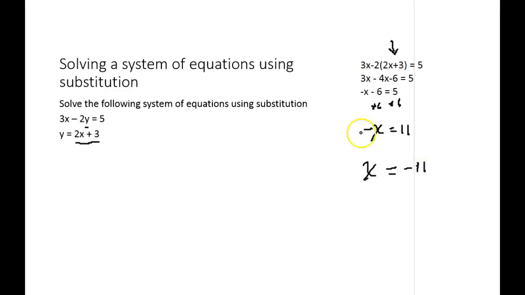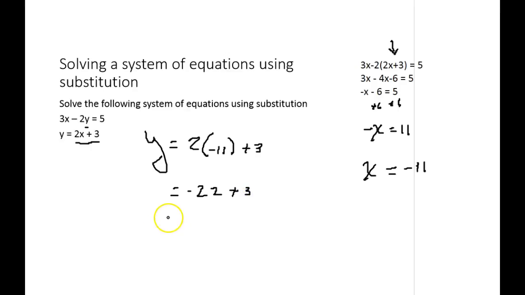Once I solve for either x or y, I plug the value in for that variable into either one of the equations. I'm going to pick the second one, y equals 2x plus 3. So I'm going to plug in negative 11 for x. I get negative 22 plus 3 equals negative 19. So my answer is the ordered pair where x equals negative 11 and y equals negative 19.